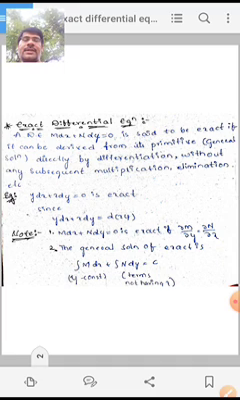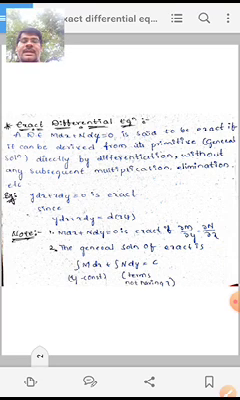A differential equation in the form M dx plus N dy is equal to 0 is said to be exact if it can be derived from its primitive, that is the general solution, directly by differentiation without any subsequent multiplication or elimination. An example is y dx plus x dy is equal to 0, which is exact.